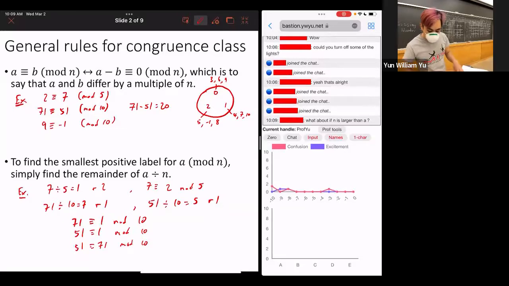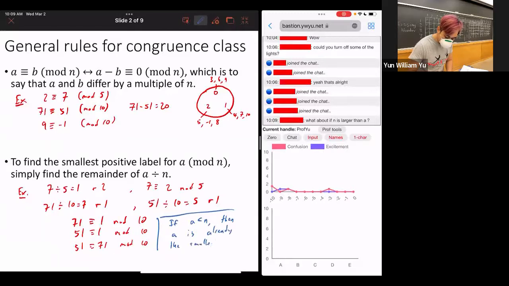Okay, what if n is larger than a? Oh, well, if n is larger than a, then you already have the smallest positive label. So let me write that down because that's a good question. If a is less than n, then a is already the smallest positive label. So for example, if you already had 2 mod 7, that's already the smallest label for that. So there isn't a smaller one.